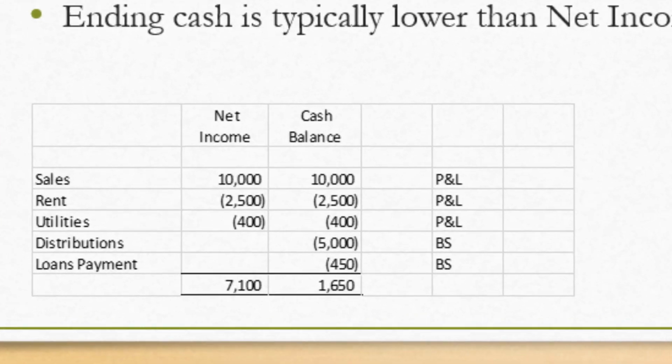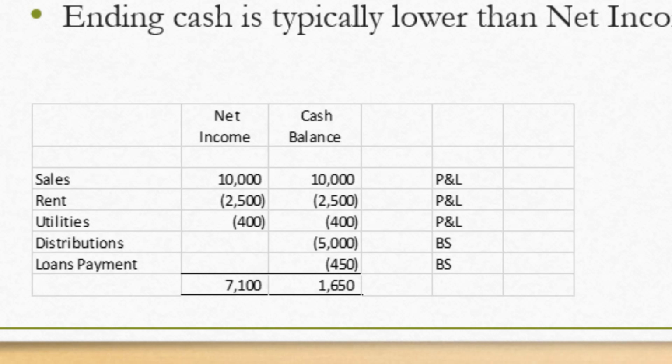Here's an example of net income versus cash balance. So you had sales of $10,000. It increases you by the $10,000. Your rent $2,500. So utilities $400. But then you decide to take out $5,000 in distributions. That does not affect your P&L. This is a balance sheet item. And then also a loan payment. So if you look at the math, your net income is $7,100, but your ending cash balance is $1,650.